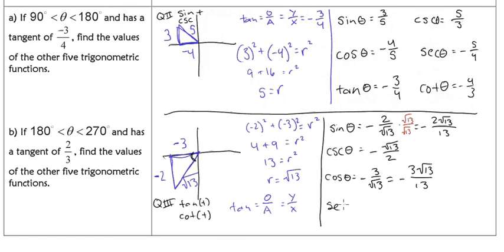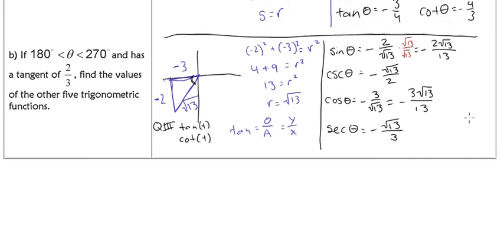Our secant, the reciprocal of cosine, is going to be -root 13 over 3, and again our radical is already in our numerator. We don't need to worry about rationalizing that one. Lastly, we have tangent, which we're already given. Tangent of theta is going to be -2 over -3, which simplifies down to positive 2/3. And the cotangent of theta is -3 over -2, which simplifies down to positive 3/2.